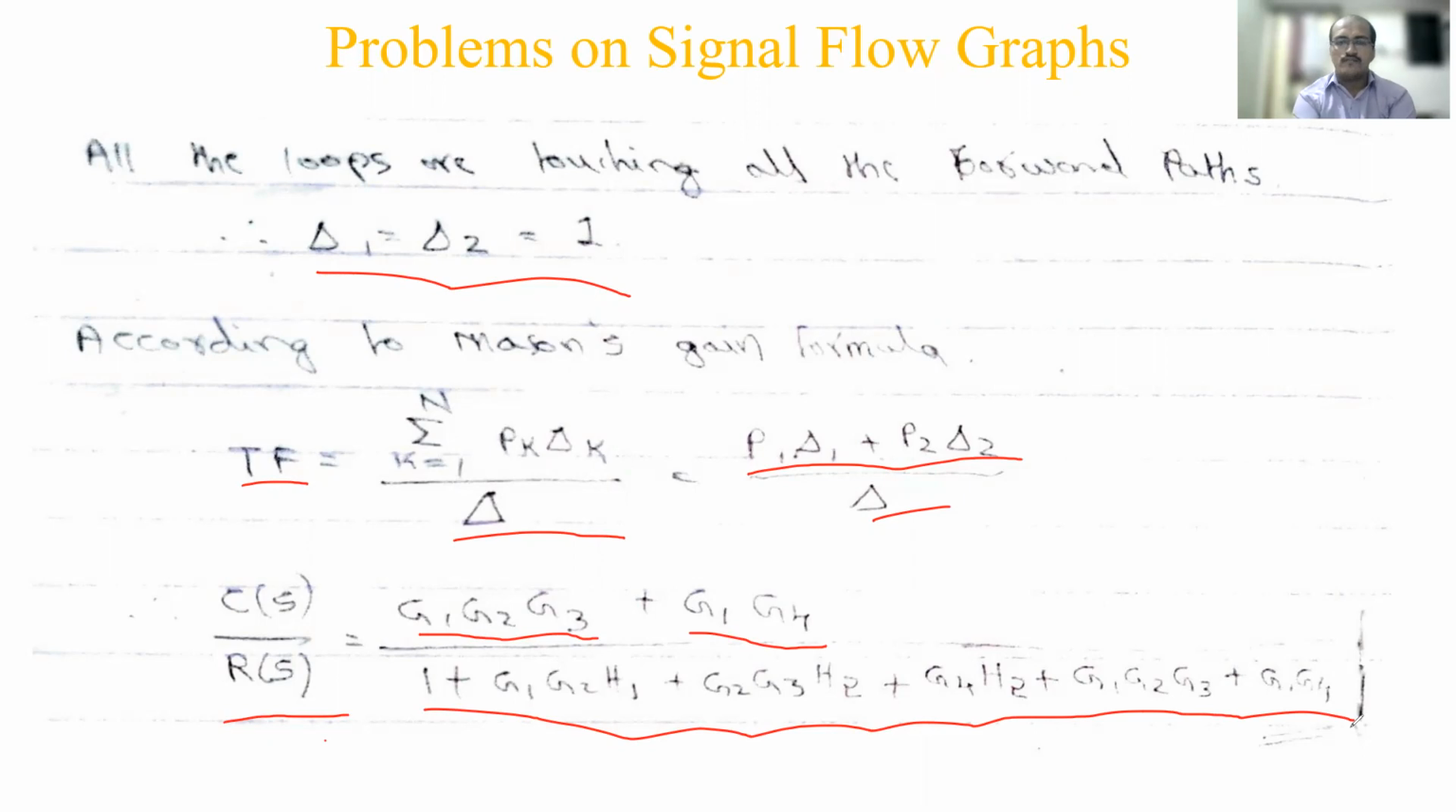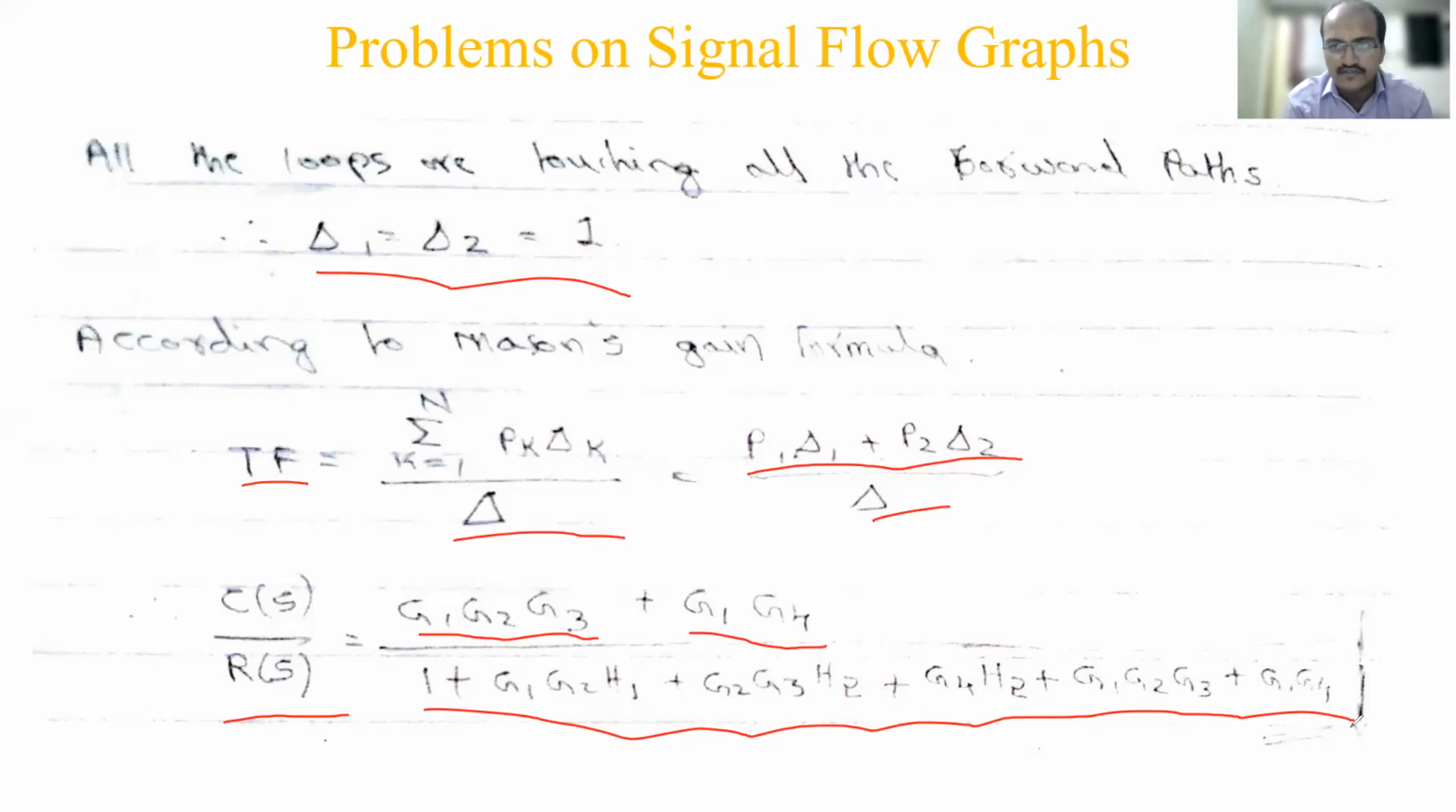So if any block diagram is given, you have to go in this manner. You have to name the summing points and takeoff points. Then you have to identify the nodes, name them, and replace all the blocks by the branch gains and complete the signal flow graph. Then apply Mason's gain formula: identify the forward paths, loops, two non-touching loops. Then you determine the determinant delta, delta 1, delta 2, all these things, and put them in the formula.